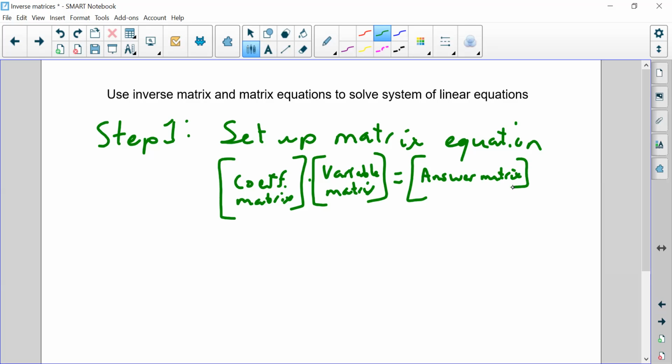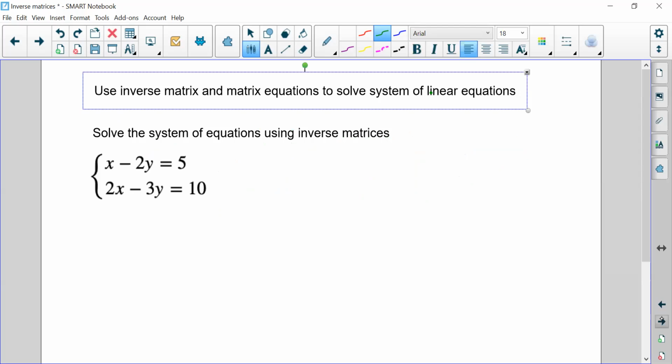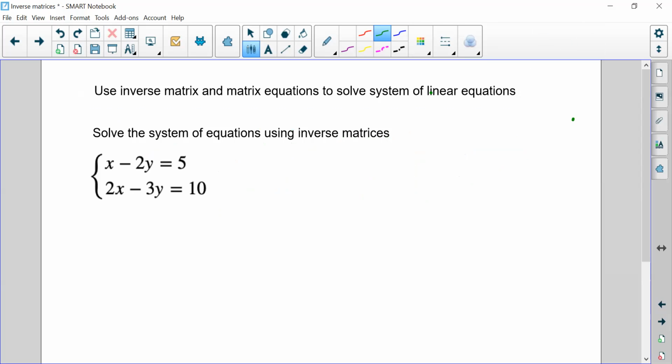So I'm going to flip to the next page and show you the example. I'll do just one step and then you flip back to this. All right, so here is our system. So we're going to solve this system using inverse matrices. And the system is x minus 2y equals 5 and 2x minus 3y equals 10.